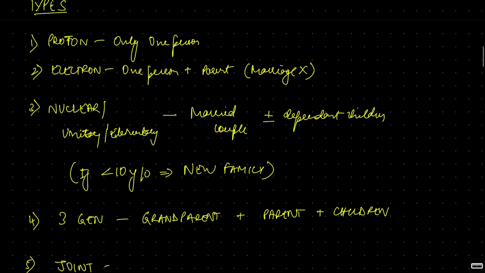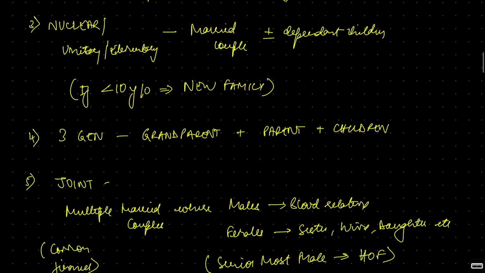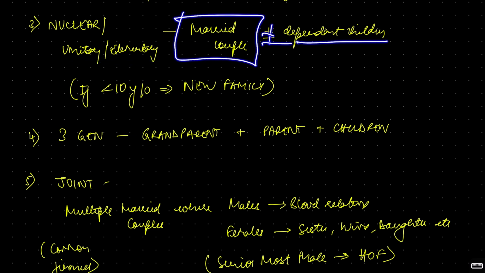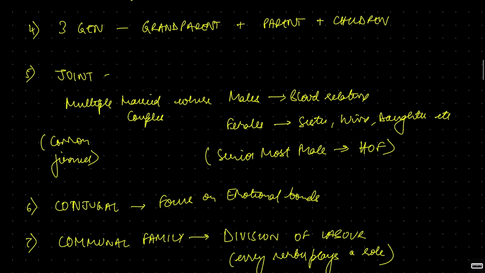Types of family. Only one person living: proton, one person and parent. There is no marriage here. One person and a parent. Nuclear family is the most basic form, unitary or elementary, where you have a married couple with or without dependent children. Okay, there are no grandparents. If this nuclear family is less than 10 years old, it is said to be a new family. Three generation family, common sense, grandparents, parents, and children.